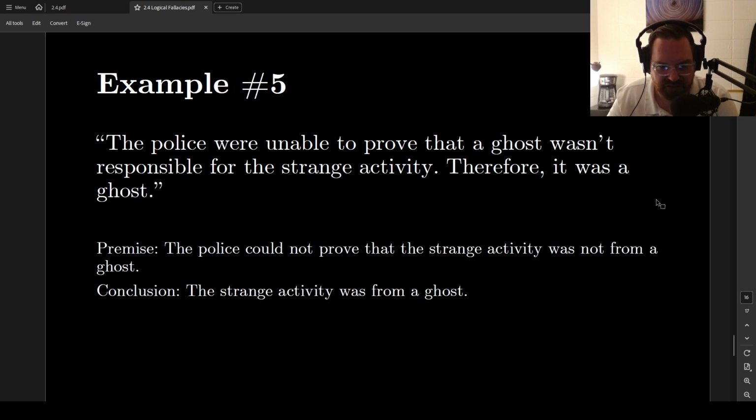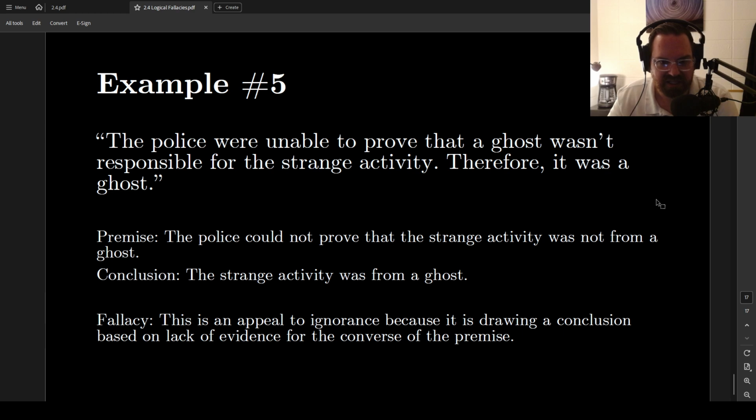So as a result, what logical fallacy would this be? This would be an appeal to ignorance, because it's drawing a conclusion based on the lack of evidence or the converse of the premise, right? Because you can't prove that it didn't happen doesn't prove that it actually did. That's what the appeal to ignorance is essentially saying. Oh, well, you can't prove that I'm 40 years old, therefore I'm not 40. I mean, that's ridiculous, right?